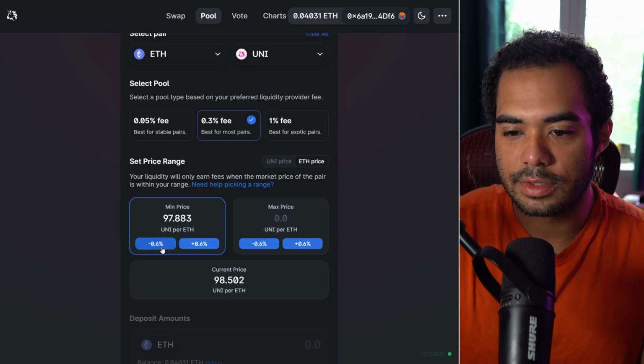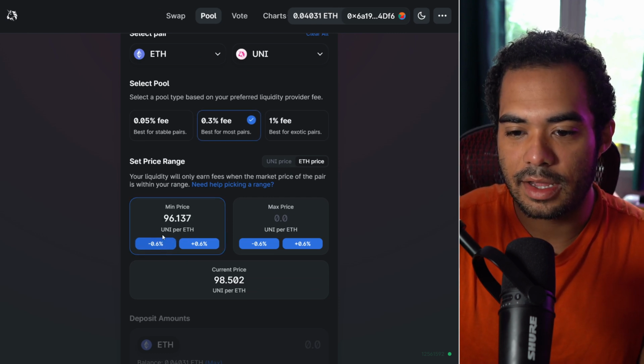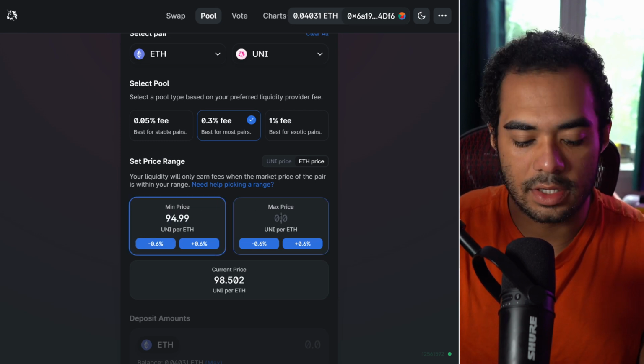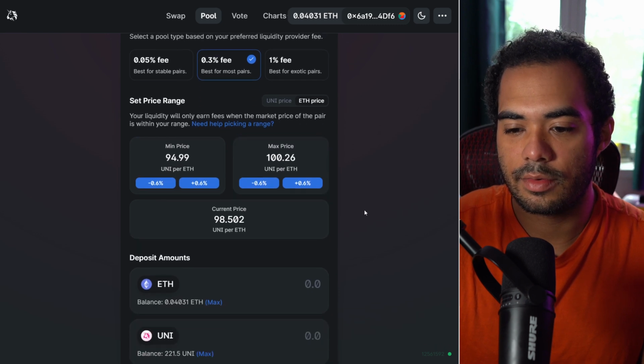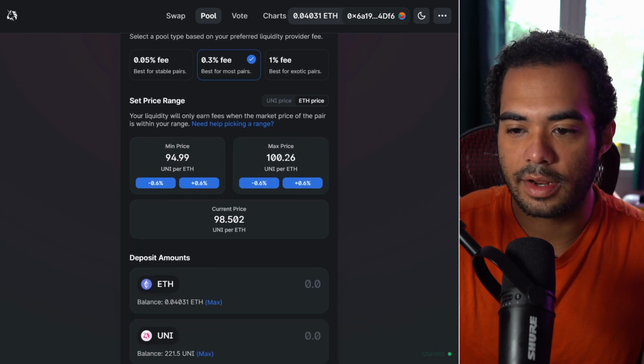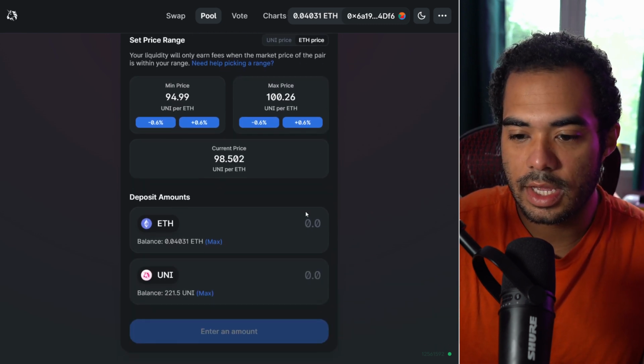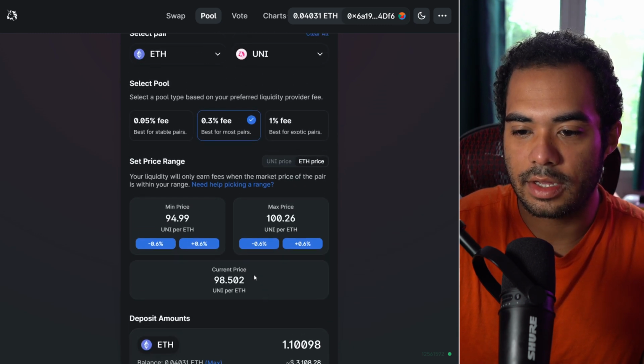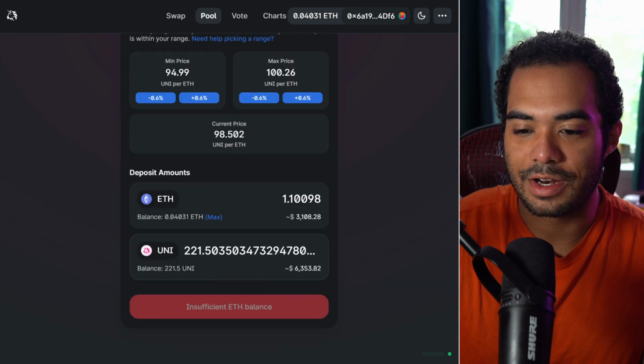And what we're going to do is take a look at the min price. I'm going to set it again to, can I change it over here? I'm going to set it to 95 and set this to 100. As you can see over there, 94.99, 100.26. And we're going to provide the max amount of Uni, but I'm going to need to find a way to actually only provide liquidity for this pair.